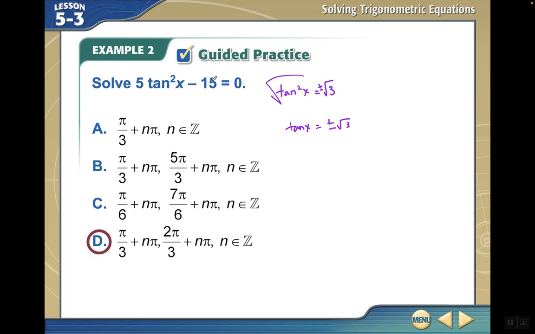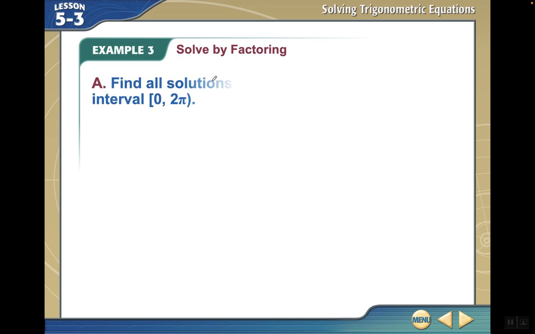And that is what they got. So this one, it looks a little more confusing. It has sines and cosines in it. What we're going to do is get it equal to 0. So I'm going to subtract the square root of 3 sine x from both sides.